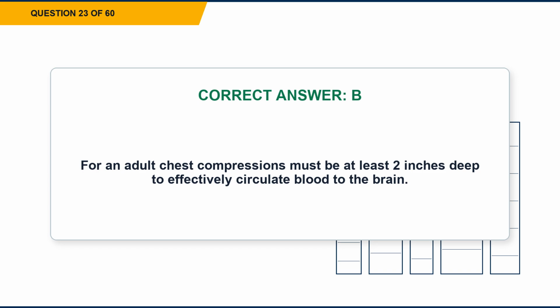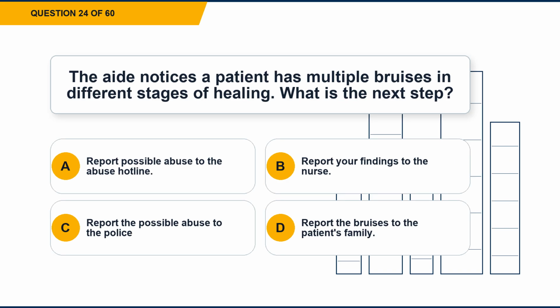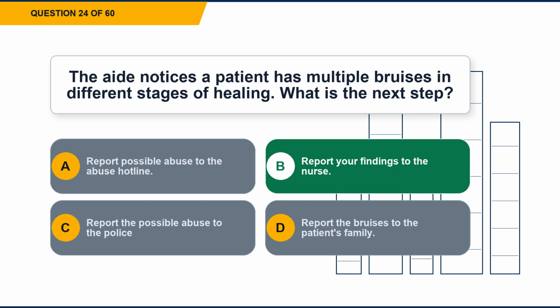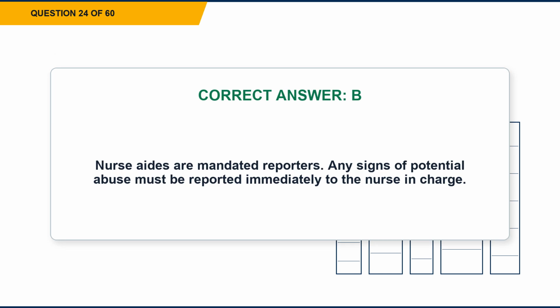Question 24. The aide notices a patient has multiple bruises in different stages of healing. What is the next step? Option A, report possible abuse to the abuse hotline. Option B, report your findings to the nurse. Option C, report the possible abuse to the police. Option D, report the bruises to the patient's family. The correct answer is option B, report your findings to the nurse. Explanation: nurse aides are mandated reporters. Any signs of potential abuse must be reported immediately to the nurse in charge.